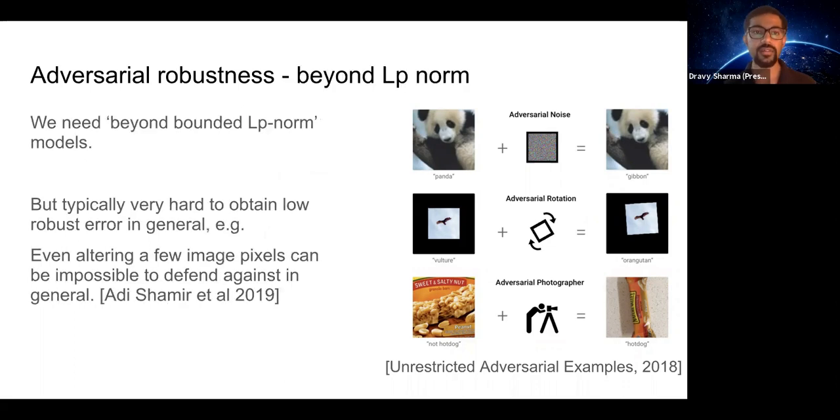Okay. So we clearly need models beyond Lp norm, but unfortunately, it's very hard to obtain low robust error in general. There's a lower bound where Adi Shamir and others show that even when you alter few image pixels, which is the first example I was giving, it can be impossible to defend against adversarial attacks in neural networks. They actually construct an adversarial algorithm which breaks neural networks with few pixel changes. In general, I think it's a very hard goal, which is one of the reasons why people haven't looked beyond Lp norm models, in my opinion.